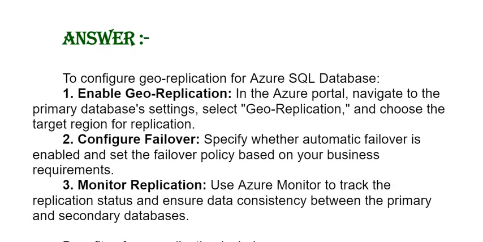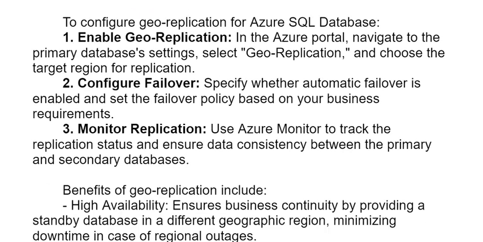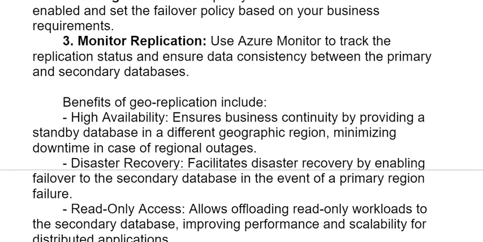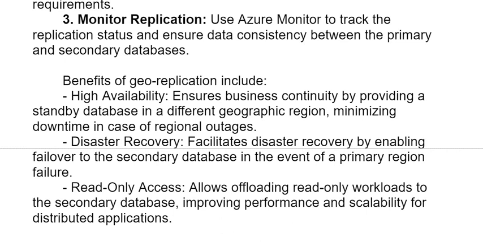Second one is configure failover. Specify whether automatic failover is enabled and set the failover policy based on your business requirements. Third one is monitor replication. Use Azure Monitor to track the replication status and ensure data consistency between the primary and secondary databases. Benefits of geo-replication include, first one is high availability.